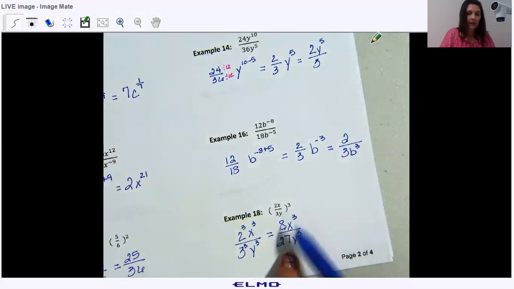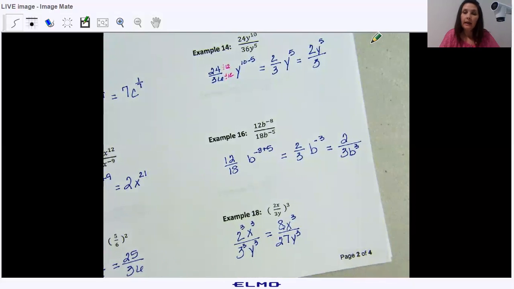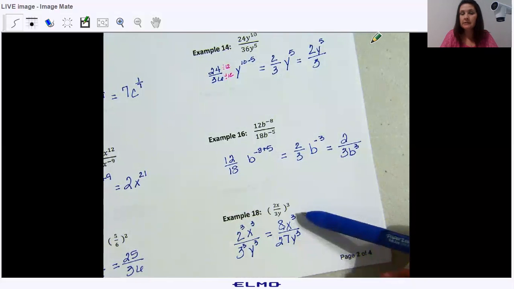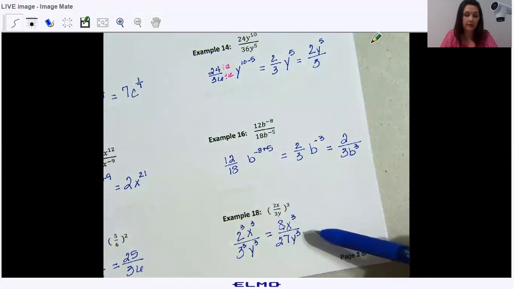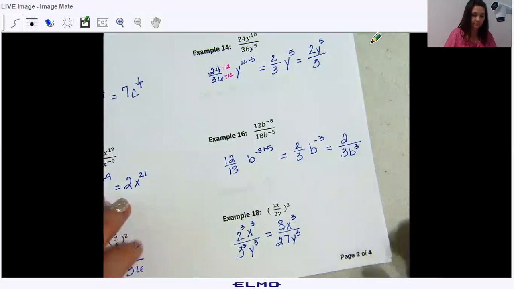Okay. And then I need to check to see if I can simplify my coefficients. 8 over 27 does not simplify out, so this would be my final answer. And some of you may be asking, well, why don't you subtract your exponents? I cannot subtract my exponents if the term they're attached to is different. So since this is an X and this is a Y, I cannot subtract them. I have to leave them alone. Okay.